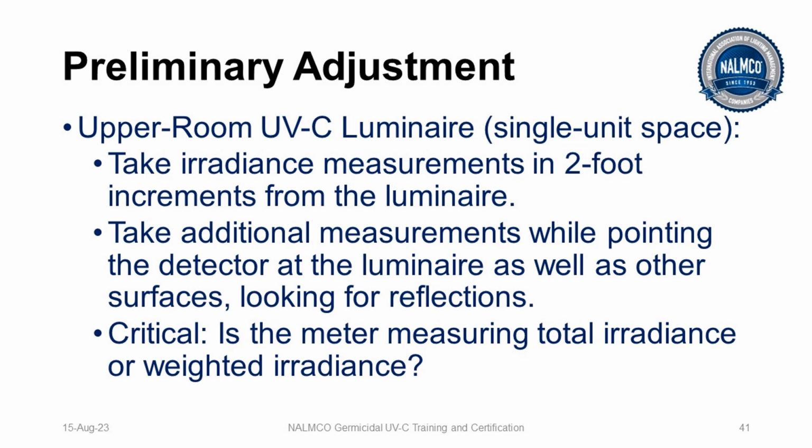Take additional measurements when pointing the detector at the luminaire as well as other surfaces, looking for reflection. So I want to see, okay, am I getting a lot of reflection off the ceiling, or perhaps some galvanized ductwork or something else? Critical is knowing what the meter is telling you. Is it showing you total irradiance or weighted irradiance? When Rolf speaks about meters, and I think Dave Sliney sometimes talks about meters, they'll discuss the difference between total and weighted irradiance.